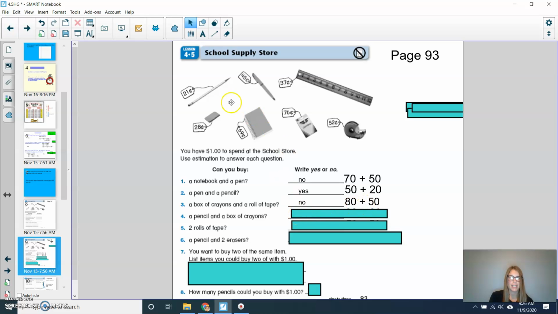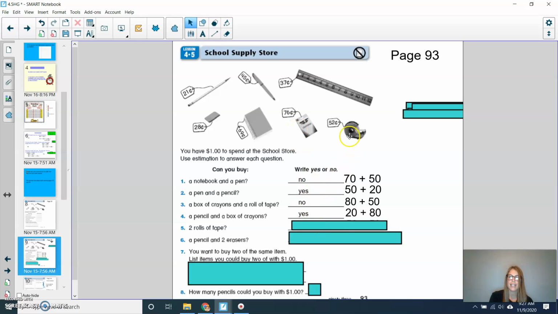A pencil and a box of crayons. A pencil is 21 cents. I would round that to 20. A box of crayons is 76. I would round that to 80. So I need to be really careful when I get the exact amount of a dollar. 21 is only one above. 76, I went up. So yes, I would have enough money with my 20 plus my 80 cents. It's rounding to a dollar, but I have to look closely at how much I rounded up or how much I rounded down.